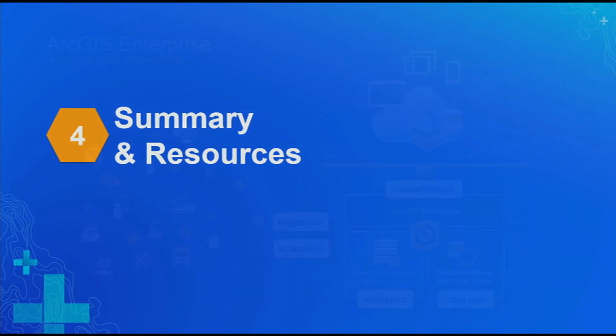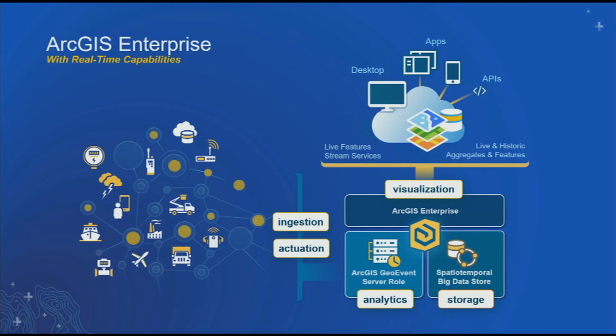So with that, we're going to go into some summary and resources here. So again, GeoEvent Server is a functional role bringing real-time GIS capabilities to your ArcGIS Enterprise. And the 5 key capabilities that we talk about here is ingestion, so the ability to take data from various real-time sources such as sensors, vehicles, devices, and the Internet of Things, bring that data in and perform some sort of analysis on it. Which leads me to the second key capability here, analytics. So we perform analysis on that data and filter for that data to detect patterns or particular observations of interest based on our use case.